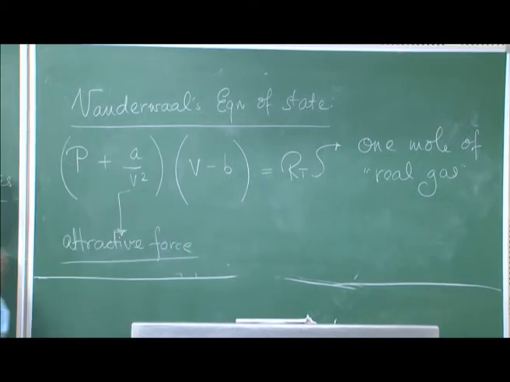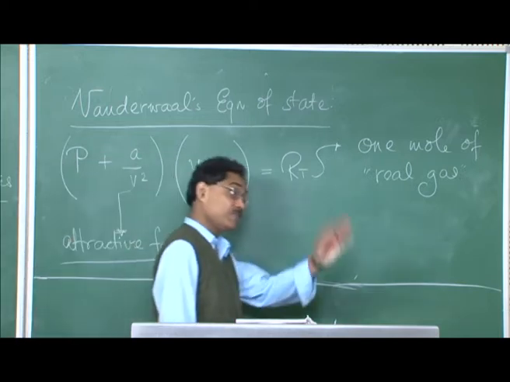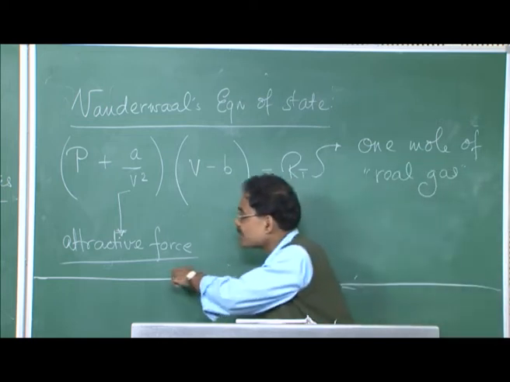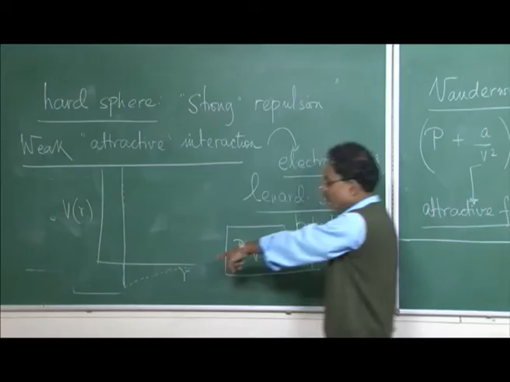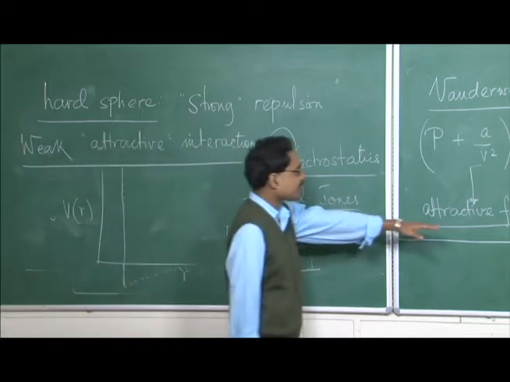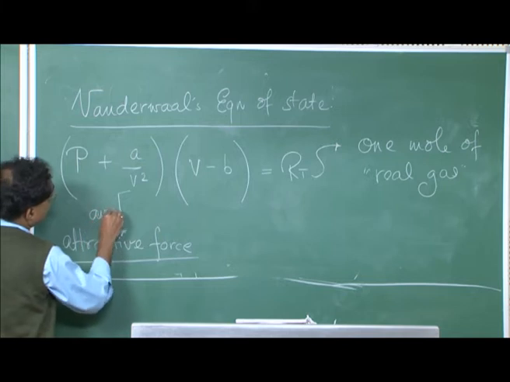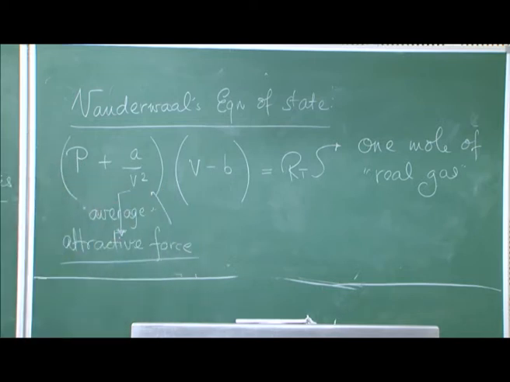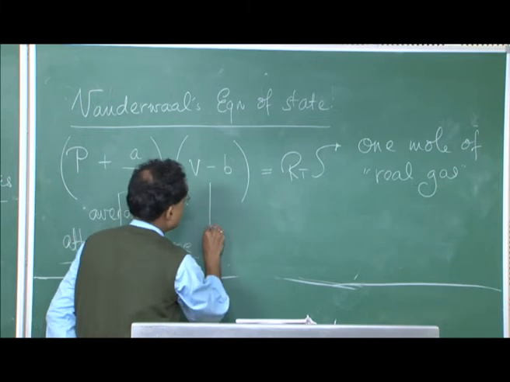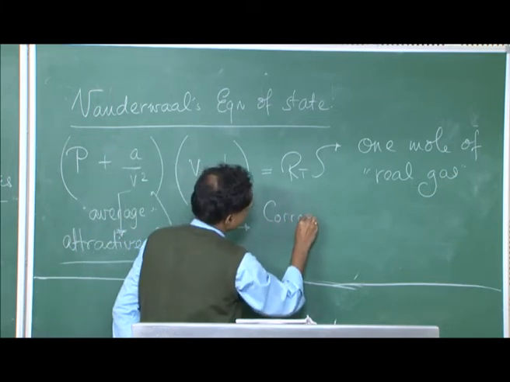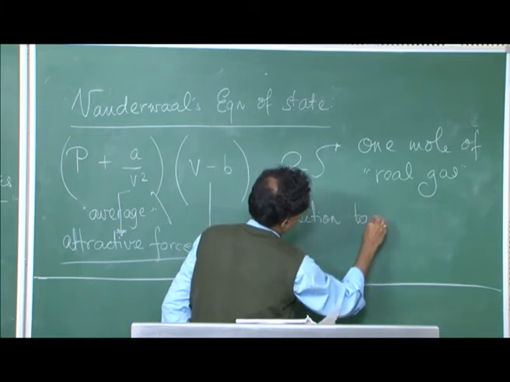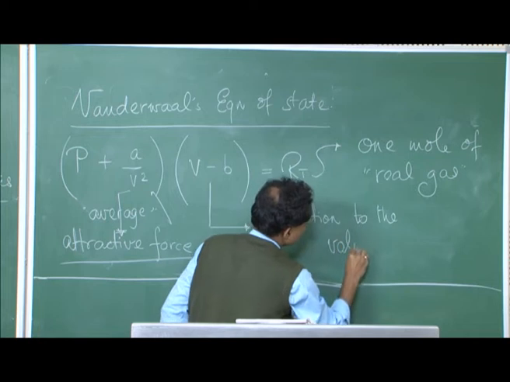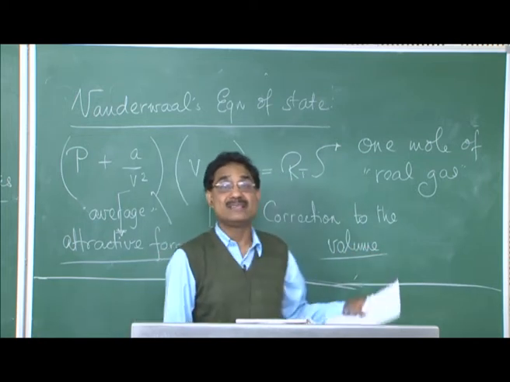In the beginning, we said that our ideal gas molecules will be molecules which do not have any other interaction except for elastic collisions. I make a departure from that. I said there is an attractive force, very weak, short ranged. This attractive force, the average attractive force, leads to a correction to pressure. Okay. And second thing, a correction to volume. You can already guess why this correction to the volume. Okay. The correction to the volume is coming because of the second issue.